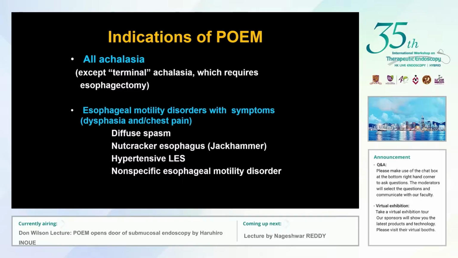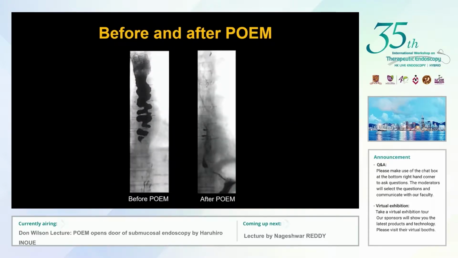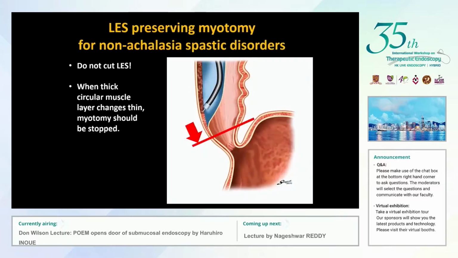Indication of the POEM procedure is achalasia patients, and other esophageal motility disorders with symptoms such as dysphagia or sometimes pain. This is a case of a diffuse esophageal spasm. On the left you can see the very typical image of the contrast media swallow. On the right is right after the procedure. The contrast can pass through the esophagus very smoothly.